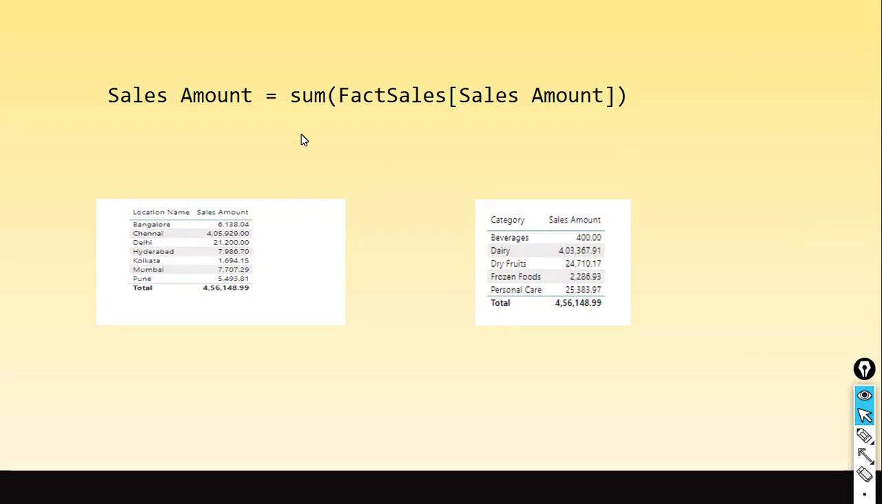Let's consider a very simple example for a measure: sales amount is equal to sum of fact sales amount. I want to compute the total of the sales amount column that is available as part of my fact sales table. So for that, I'm going to use the SUM function, and this is my measure. You remember total sales I've used, right? I created a measure a while back: total sales is equal to sum of sales. You remember the same thing here, but the only thing is the table name is different here.